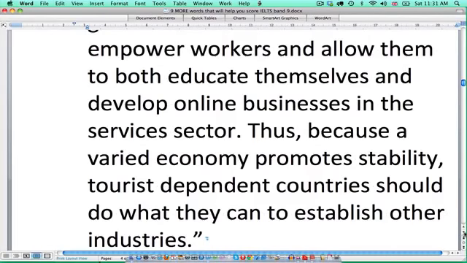Okay, so here we're taking the position that if a country is dependent entirely on tourism, this is actually something of a negative thing, because you're putting all of your eggs into one basket. It's a better idea to develop other industries to balance out the economy. And as the question asked, we are sharing a suggestion of how a country could do that.